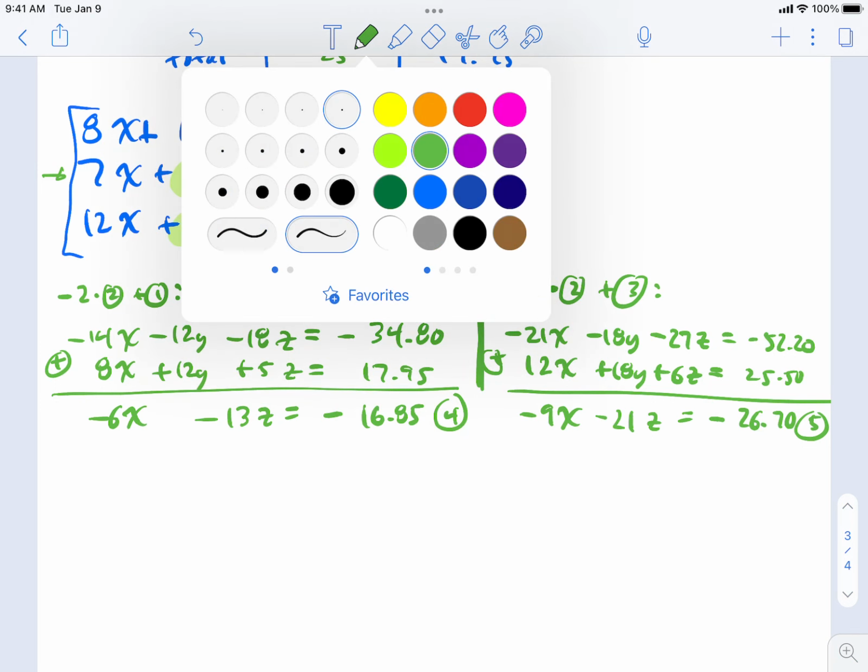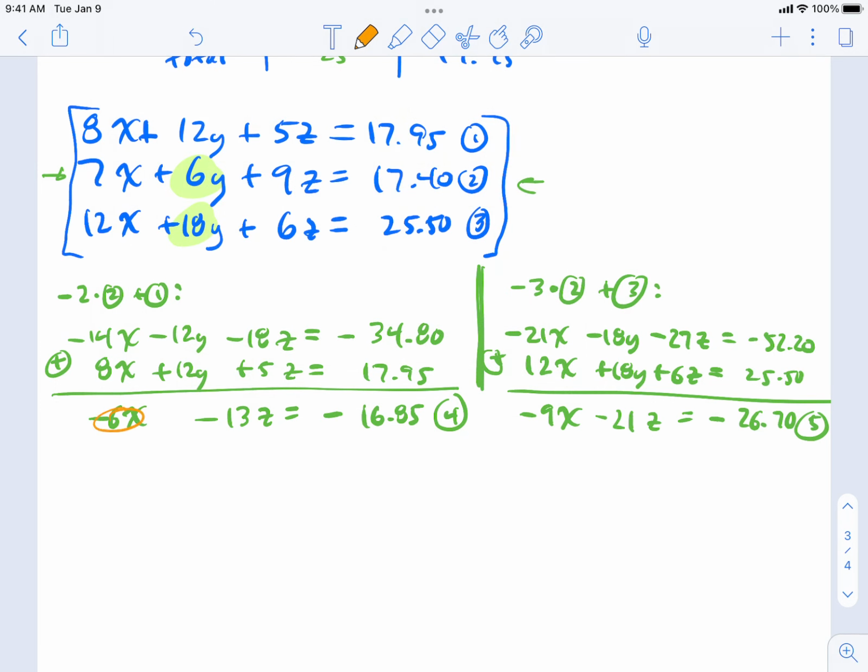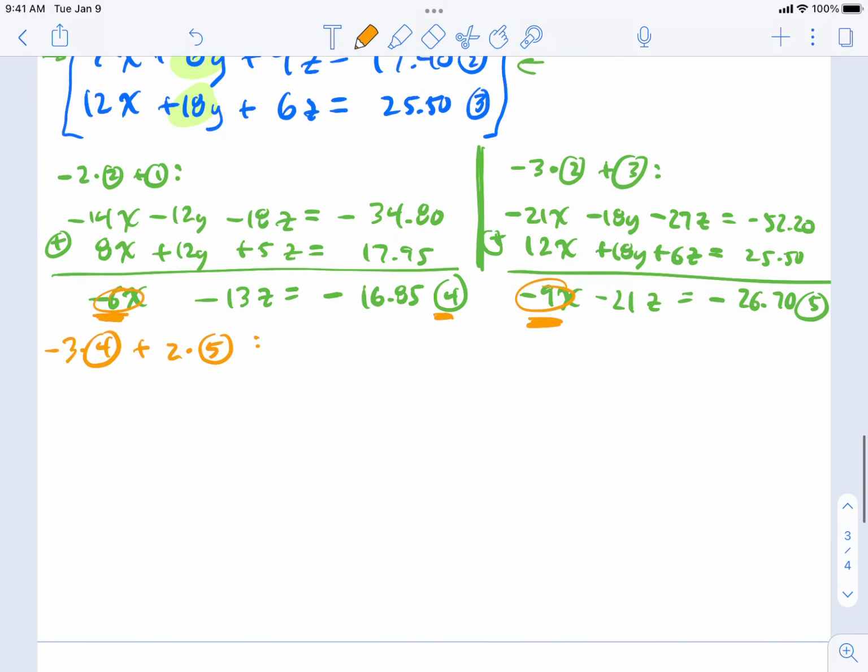Let's change colors here to help keep track of myself. I'd like to make the x's go away. The common denominator there would be an 18. So maybe I'll do negative 3 times this equation 4, and then I'll add 2 times the equation 5 to it, because I'm going to multiply this by 2 to make a negative 18, this by negative 3 to make a positive 18. This should work. So what have I got here?